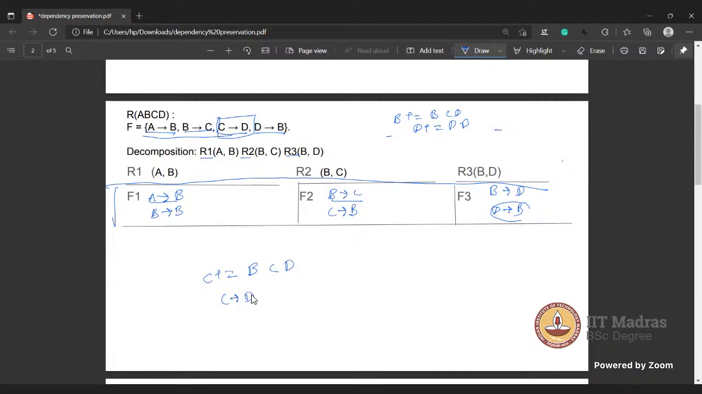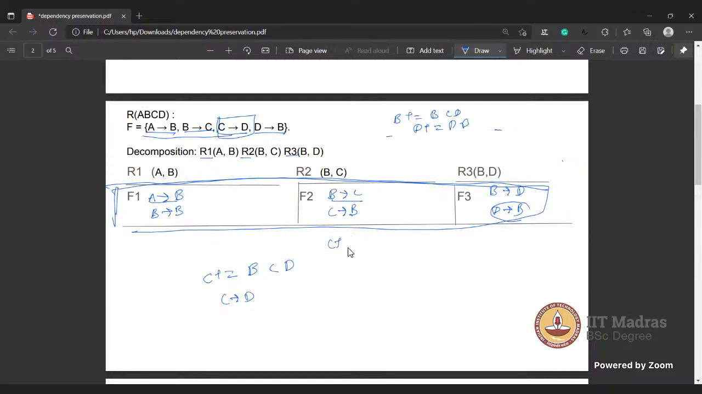With the union. Yes, with the union. But otherwise, C determines D, it is preserved, right? Yes. Sorry, how is it preserved, sir? So see, find the C closure with the help of these functional dependencies.